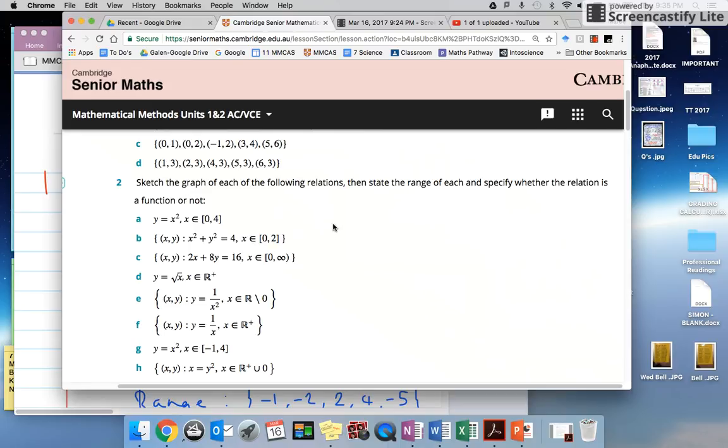So our x can only go from 0 to 2. So it's still going to be a function. So this domain will affect whether it's going to be a function or not. So the domain here is very, very important.